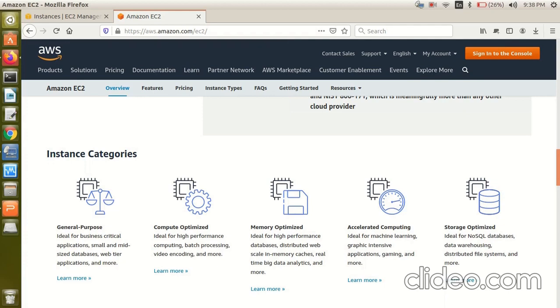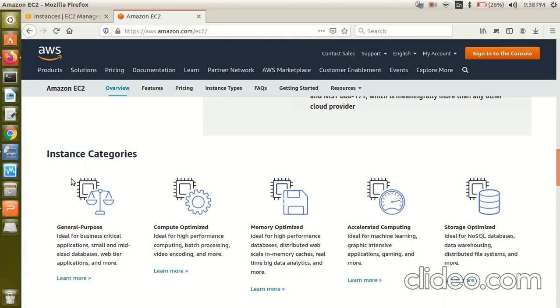We have to select an instance type based on the requirement of our application or software that we plan to run on that instance. So the 5 different types of instances provided by AWS are as follows. General purpose. This is the most popular one. It is used for web servers, development environments, etc.